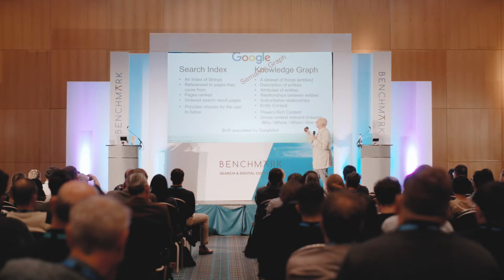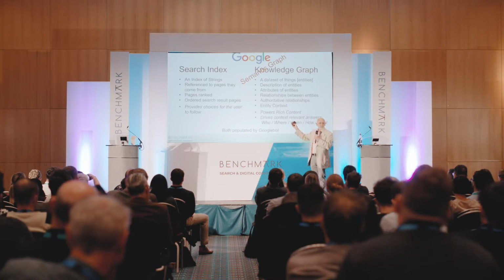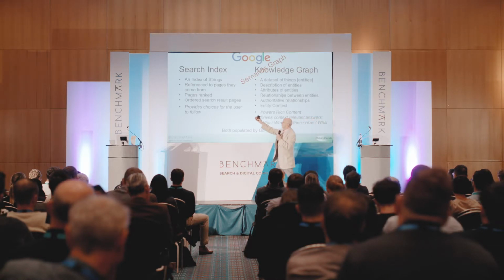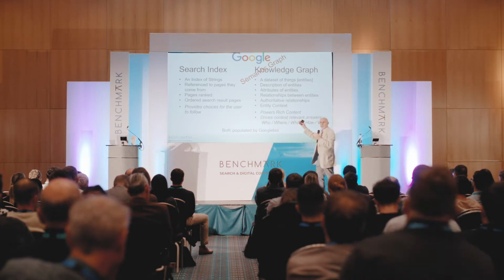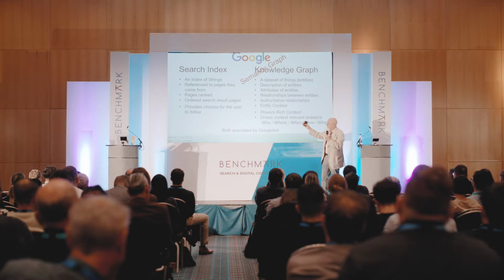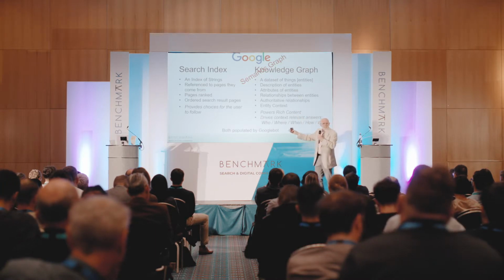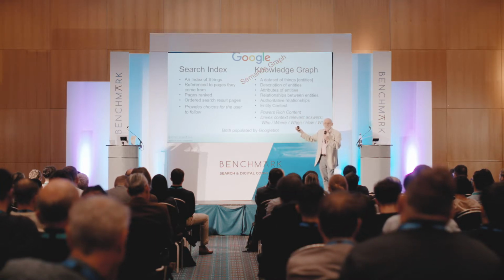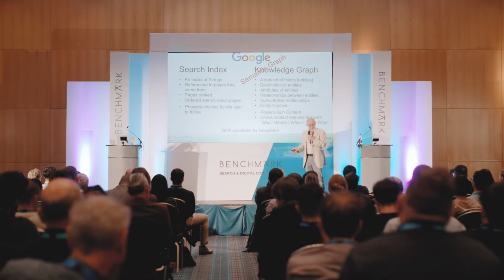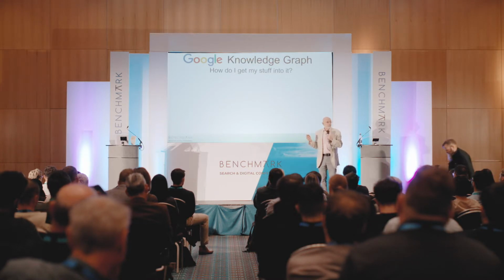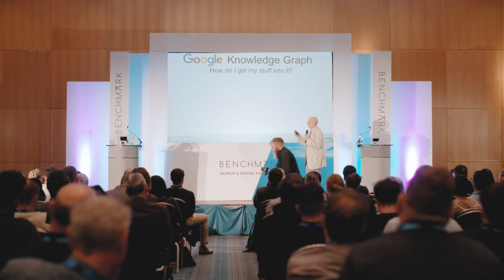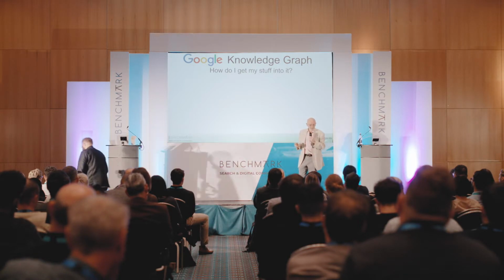So, in effect, these are two separate pieces of infrastructure, one being filled with strings and relationships to the page they came from, the other one being filled with entity descriptions and their relationships. In theory, they're two separate things. They intermingle, of course. Both populated by Googlebot. So the question is, I'd quite like my stuff to be in the knowledge graph to see if I can become the answer to some of these questions.